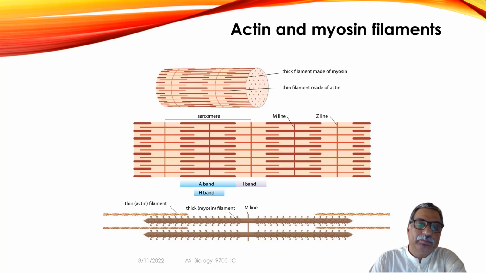Here you can see the thick myosin filaments, and these are the thin actin filaments. This is the M line connecting these myosin filaments together, and you can see very small heads of the myosin filaments. These are known as the myosin heads. They are likely to interact with the actin filaments.